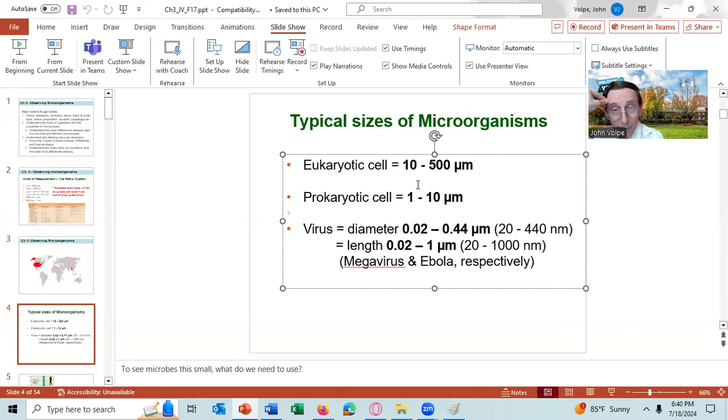The largest viruses we're going to talk about are megavirus and Ebola. And I should mention that Ebola is the longest virus, which is about 1 micrometer long. But Ebola is a very long and skinny virus, so it's not the largest virus, at least in the diameter. The largest virus in the diameter is megavirus, and it's about 0.4 micrometers in diameter. Any question about any of that?